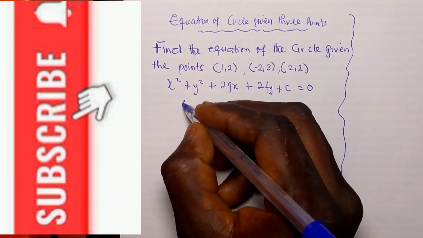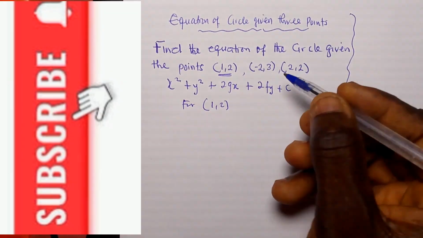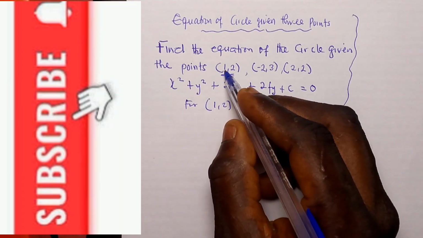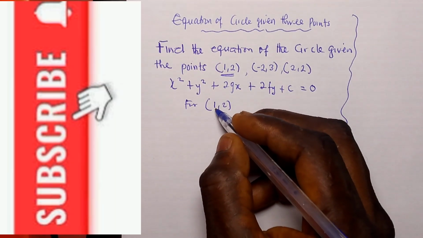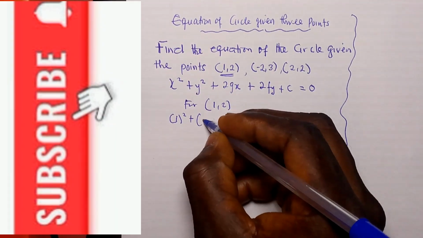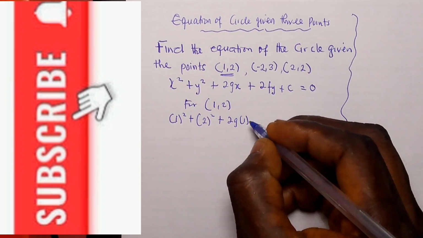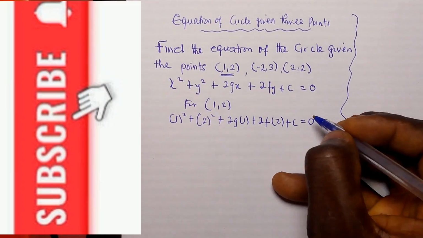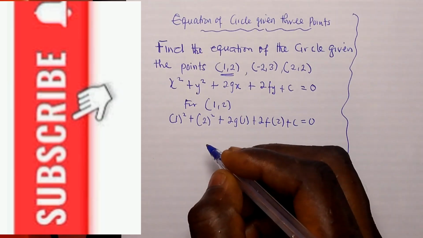So let's say for the first one, which is (1, 2). Now remember, for this point the first value is the x and the second value is the y. So you substitute them into the equation. So for 1, which is x, we have 1 squared plus the second one, which is 2 squared, plus 2g times 1 plus 2f times 2 plus c is equal to 0. From there, you have to simplify it before you move to the next point.